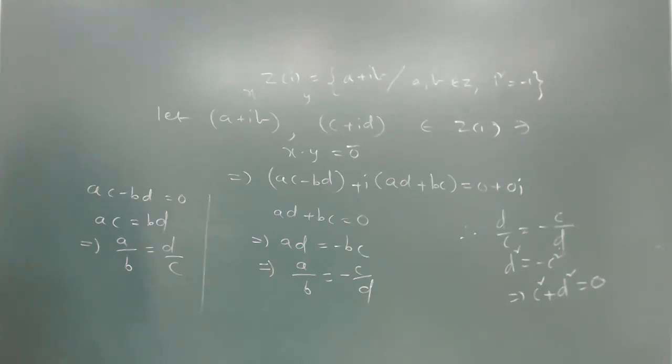Please check that. I have taken two values in Z of i, a plus ib and c plus id. I assumed that the product is 0. So the product is nothing but 0 plus 0i. Equating with the 0 element, making the real part as well as the imaginary part equal to the coefficients, you get the result. There a by b has two equal values: one is d by c, another one is minus c by d. Equating these two, you will get c squared plus d squared equal to 0. All of you agree?